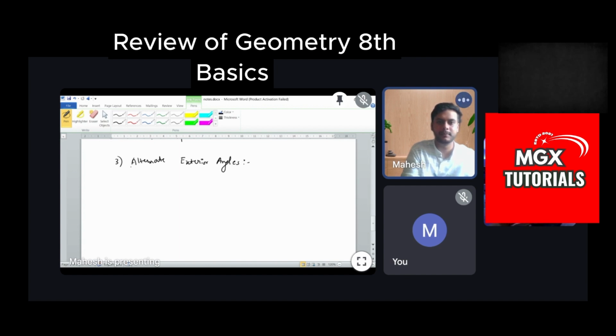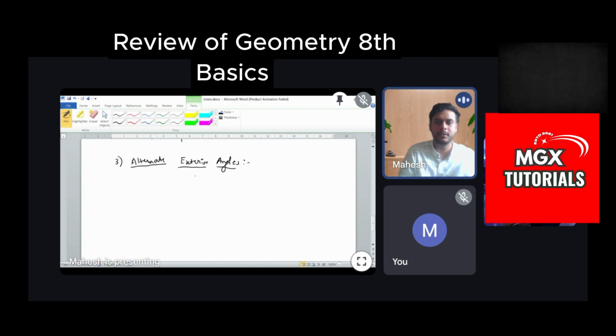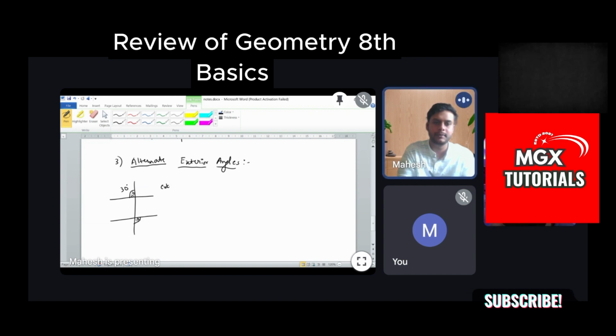Alternate exterior angles. So here the angles were in the interior, or no? They were on the interior side. Here you will find them on the exterior side. Now see here, one example. These two are parallels. If I draw one line like this, one angle is here, think this is 30 degrees. This is on the exterior side, not the interior side. This is the exterior part. So if I have one here, one more will come. Easy. This will also be 30 degrees.